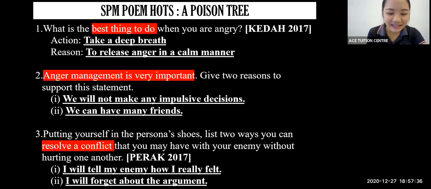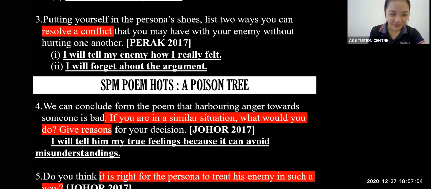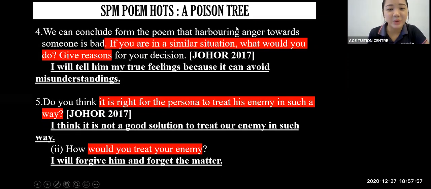All right. The third thing, how do you solve a conflict? Tell your foe. This persona, the one thing that he didn't do is he didn't tell his foe how he really felt. So the first thing you could do is tell your enemy how you really felt and learn to forgive and forget the argument. All right. And the final two KBAT questions. If you were in a similar situation, what would you have done? As usual, the answer that we answered previously, tell him how you really felt and learn to forgive and forget.